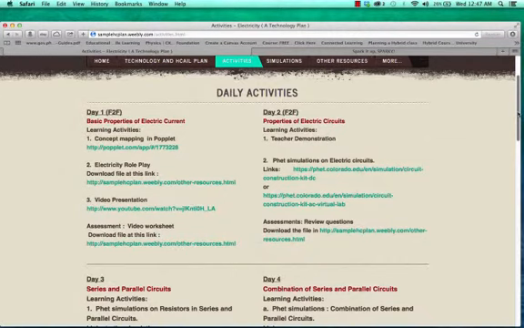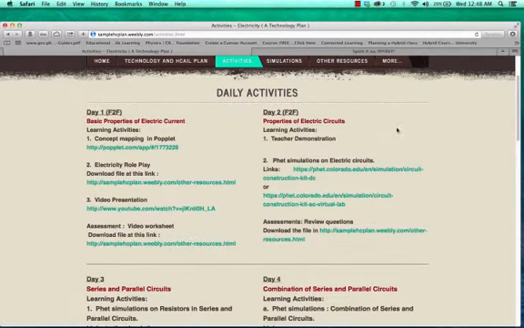For day 1, which is an F2F session, the focus is on the basic properties of electric current. Students are going to do concept mapping in Poplet, will do an electricity role play, and will watch a video presentation from YouTube. Assessment for this activity will be a video worksheet which is available for download at this site.